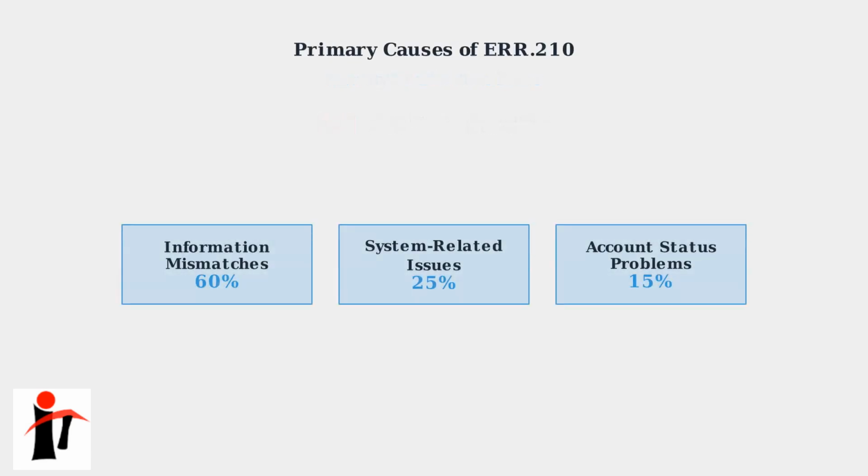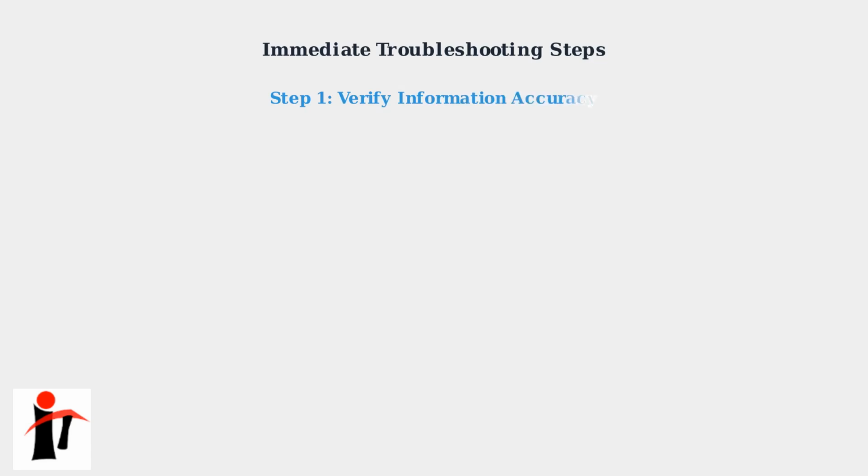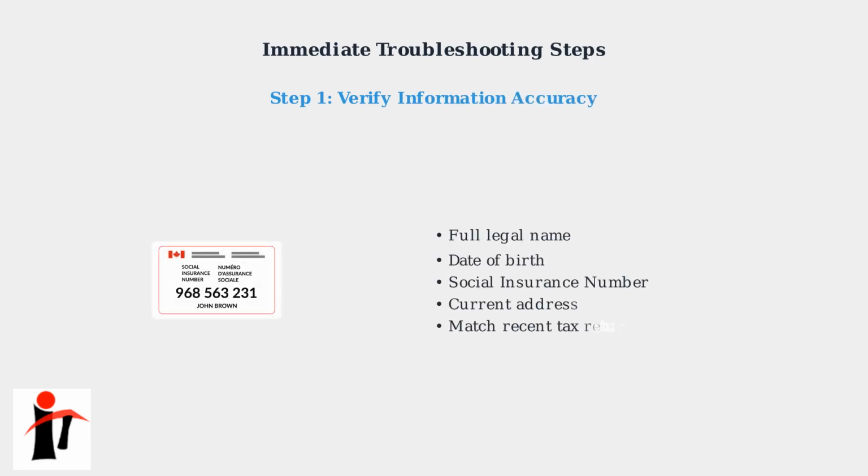There are three primary causes of ERR 210 errors. Information mismatches account for 60% of cases, system-related issues cause 25% of problems, and account status issues represent 15% of cases. The first step is to verify the accuracy of your personal information.